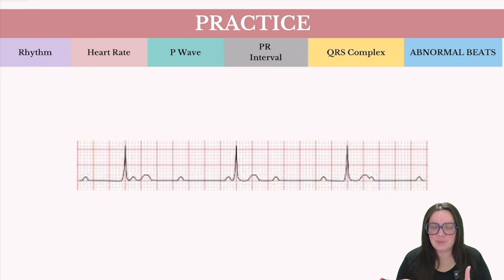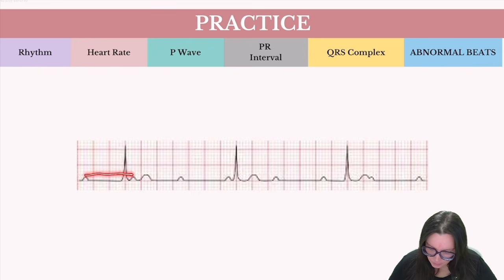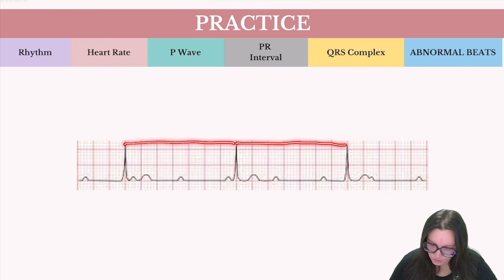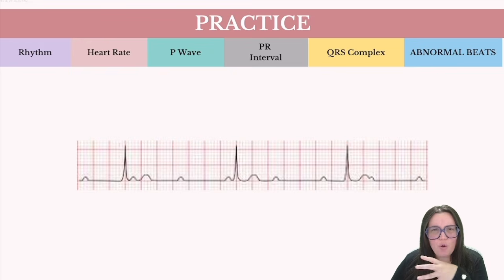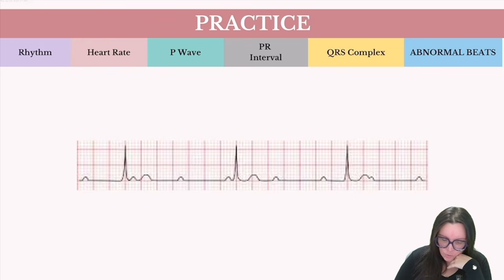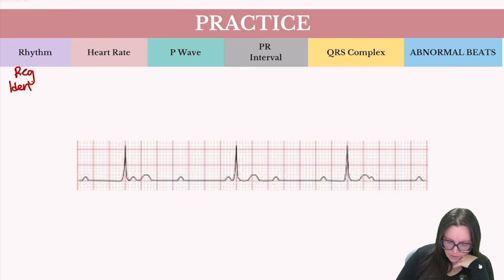Let's take a look at our last practice question. So when we're looking at our rhythm, is it regular or irregular? Well, if I'm looking at my P to P interval, it looks regular here, right? I can march it out. And if I look at my R to R interval, they also look regular. But the problem is there's no organization between them. So while they are all regular, they are regular independently of each other, right?